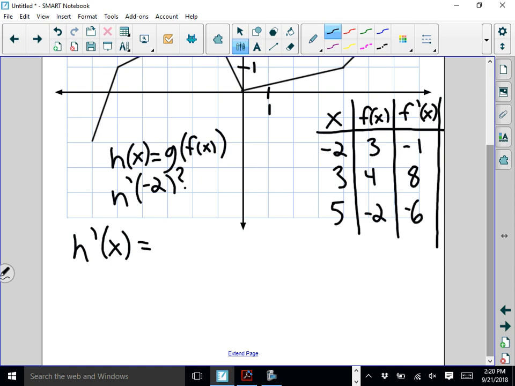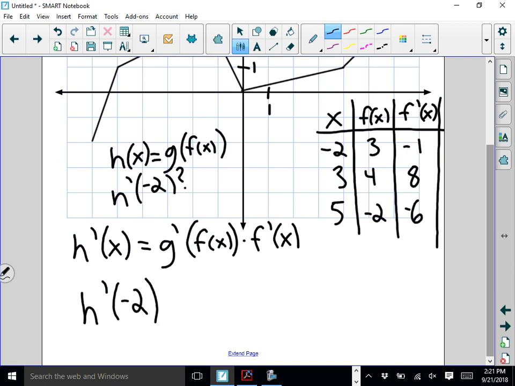Okay, so h prime of x has to be, we need to use the chain rule here because we see a function, f of x, within another function, g. Chain rule is very simple. We do the derivative of the outer function with respect to the inner function times the derivative of the inner function. Usually that earns you a point on the test. Now we just have to plug in and figure this thing out. So let's go ahead and do h prime of negative 2. I'm just going to replace all my x's with negative 2's.